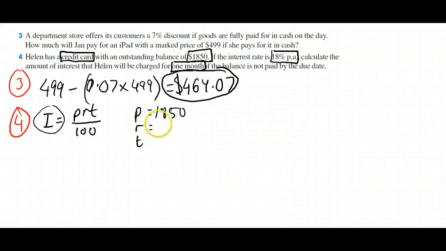The rate of interest is 18% per annum, and remember time has got to be expressed in years. We're looking at the interest that's going to be paid on 1 month. So 1 month, we've got to express that in years, would be 1/12 of a year. That's 1 month. When we put these into the equation, we should be able to get the interest.